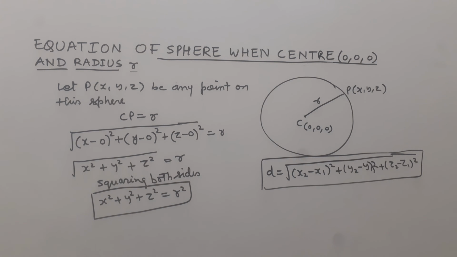So this is the equation of the sphere when the center is 0, 0, 0 and the radius is small r. This can be written as x square plus y square plus z square equal to r square.